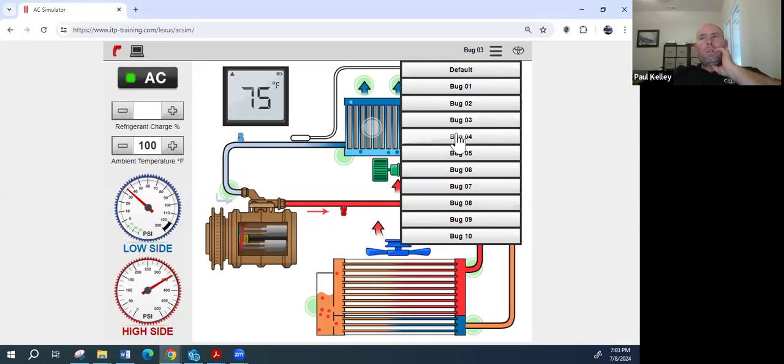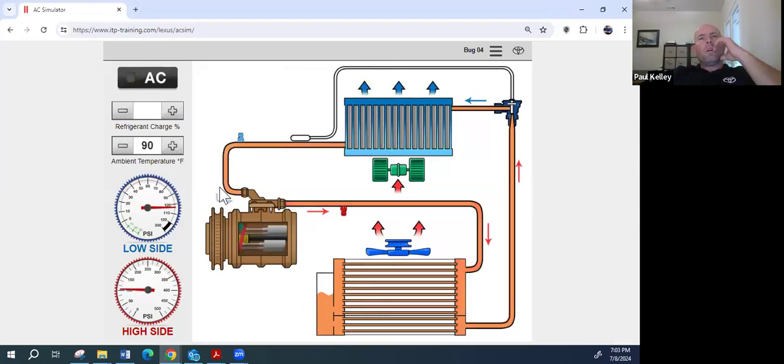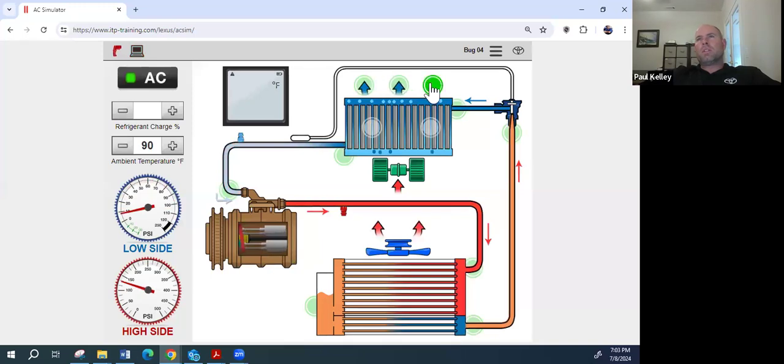Bug number 4. All right, I walk up to the car. I can check the static, but a lot of times we'll actually power the AC on, bust out the temperature gauge, thermometer. Yeah, it's blowing 82, 80, 88, 90. That's pretty crappy. That one's not great.